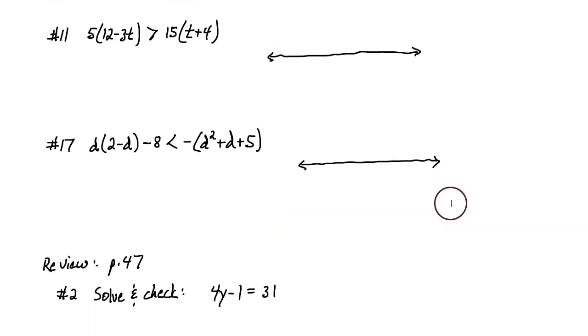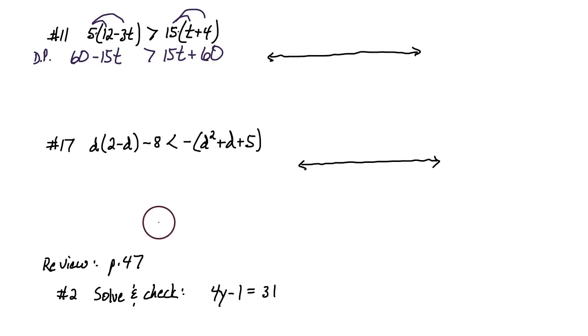Next, number 11. Again, there are parentheses with a number being multiplied in front of the parentheses. The same over here. Let's do this distributive property as the first step. 5 times 12 and then 5 times negative 3t. That makes 60 minus 15t. On the right side, do the distributive property. 15 times t is 15t, and 15 times 4 is positive 60.